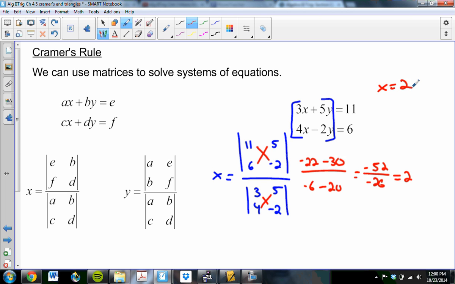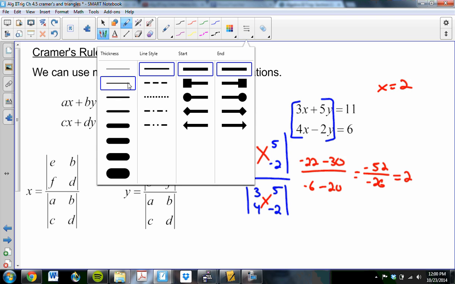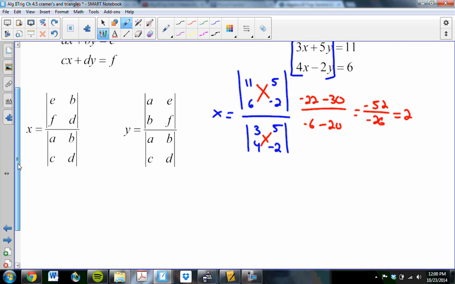Obviously, I could just plug 2 in for x and find y really quick. Y is going to come out to 1. But I'll show how to do it with matrices and determinants, because that's the whole point here. To find the y solution, I would have on the bottom 3, 5, 4, negative 2. And on top now I'm going to have 3, 4, 11, 6.